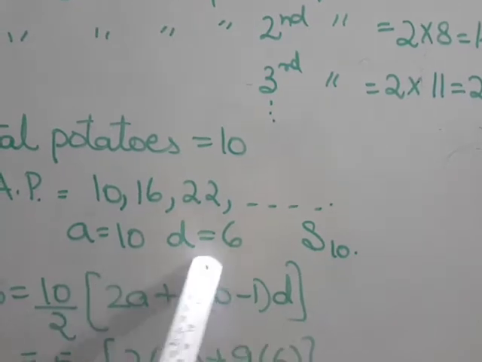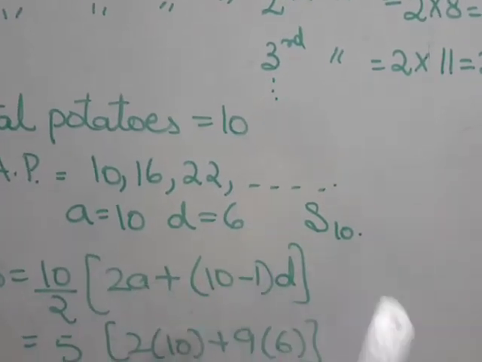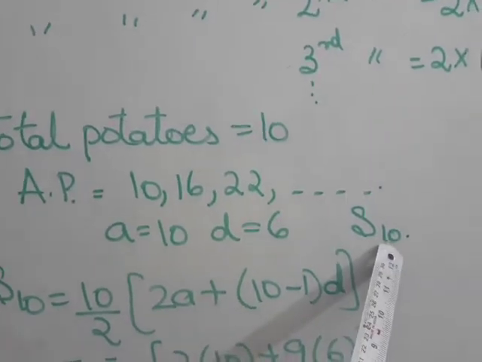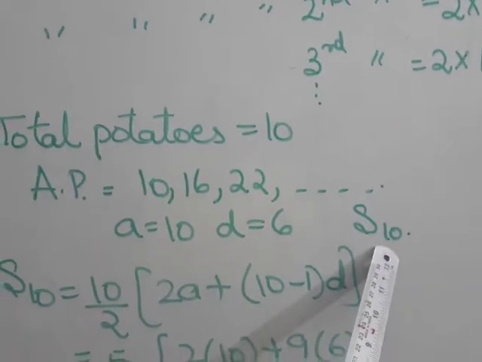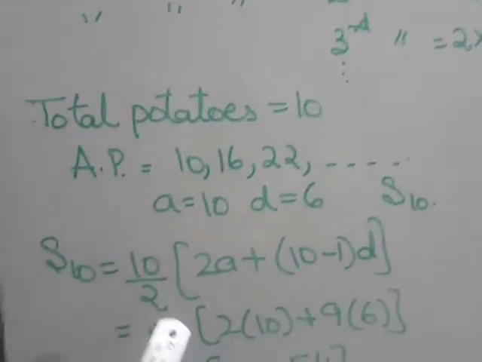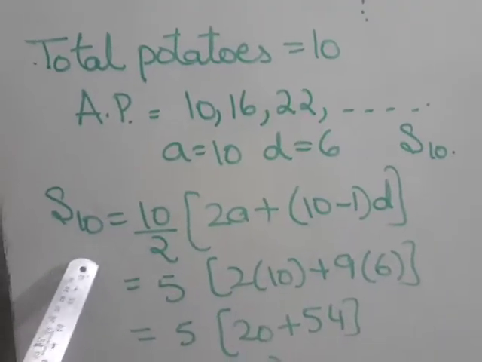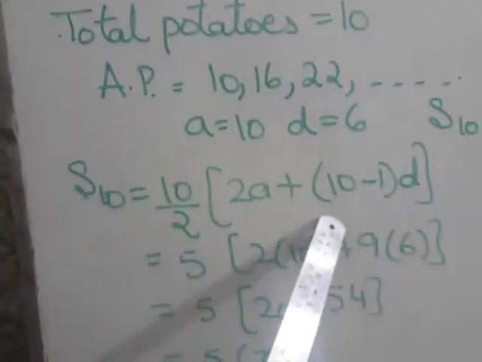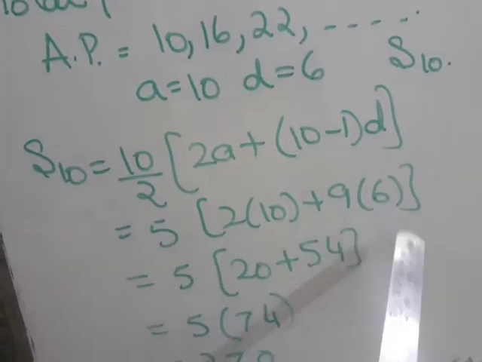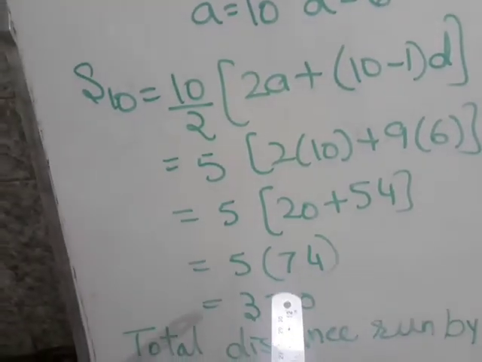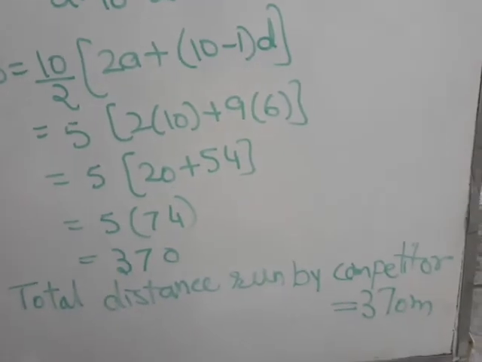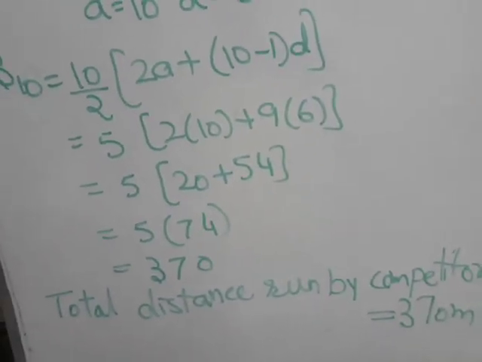A is 10 and D is 6. We have to find out the total distance run by the competitor. That comes out to S10, because she has run to pick up 10 potatoes. So S10 is given by the formula 10 upon 2, [2A plus (10 minus 1) D]. A is 10, D is 6, and we get the value of S10 as 370. So the total distance run by the competitor is 370 meters.